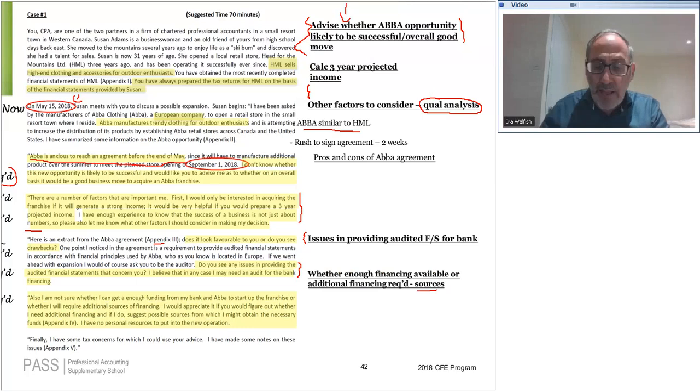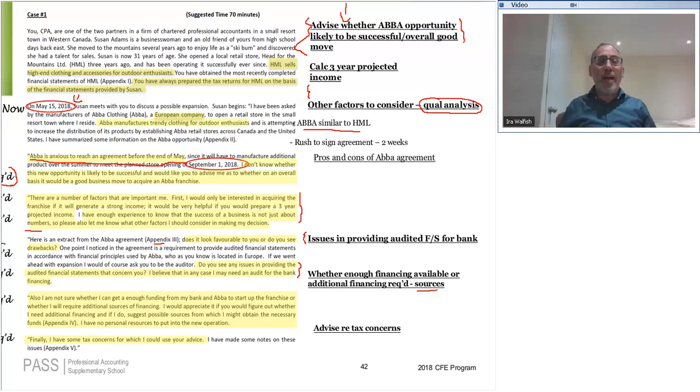Continuing onward, we get to the final required. Finally, I have some tax concerns for which I could use your advice. So I leave some space, and then I put down the final required. By leaving space between each required, I can now slot in the relevant information under each required. So this is what my outline looked like by the time I finished reading the first page of the case.